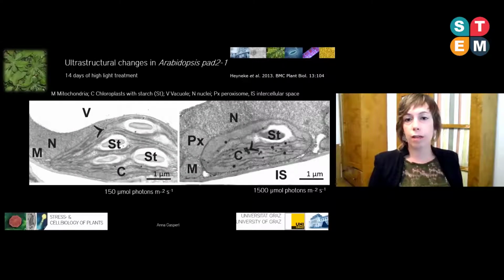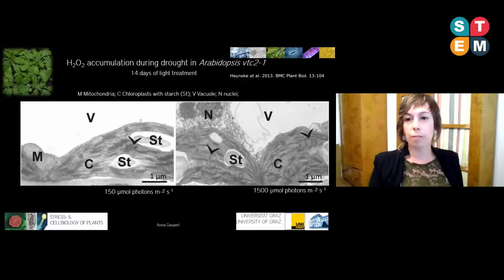If we now look into the two mutants, the pad2-1 mutant is a mutant which cannot accumulate as much glutathione as Columbia, especially in chloroplasts other than mitochondria. So we see that there is even more plastoglobuli formation compared to normal white light. And with the Arabidopsis vtc2-1 mutant, which is an ascorbate deficient mutant, which can only produce up to 30% of Columbia ascorbate in the different compartments, you see that this is the most severe formation of plastoglobuli.